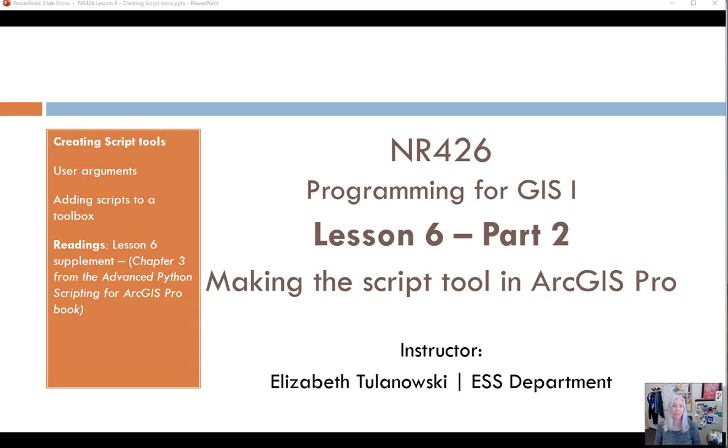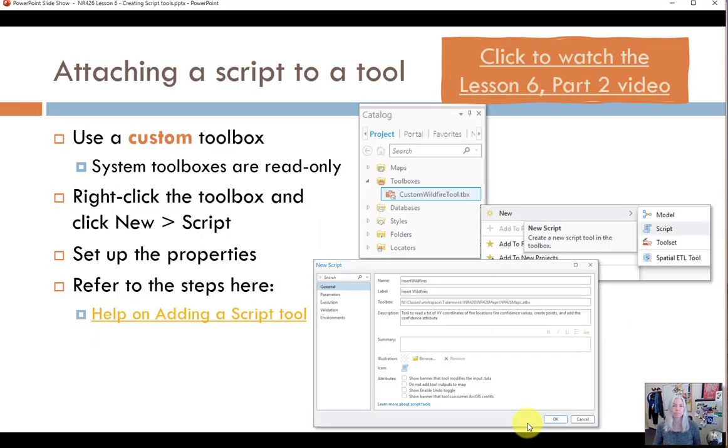Now that we understand what is needed in a script to make it work in a script tool, let's actually go through that process. So we'll pick up with the second half of lesson 6 right here. So how do we attach our script to a tool? The way it works is you take your script, get it set up, and you basically go through a little wizard or a panel to fill out what script you're pointing to and what the parameters are.